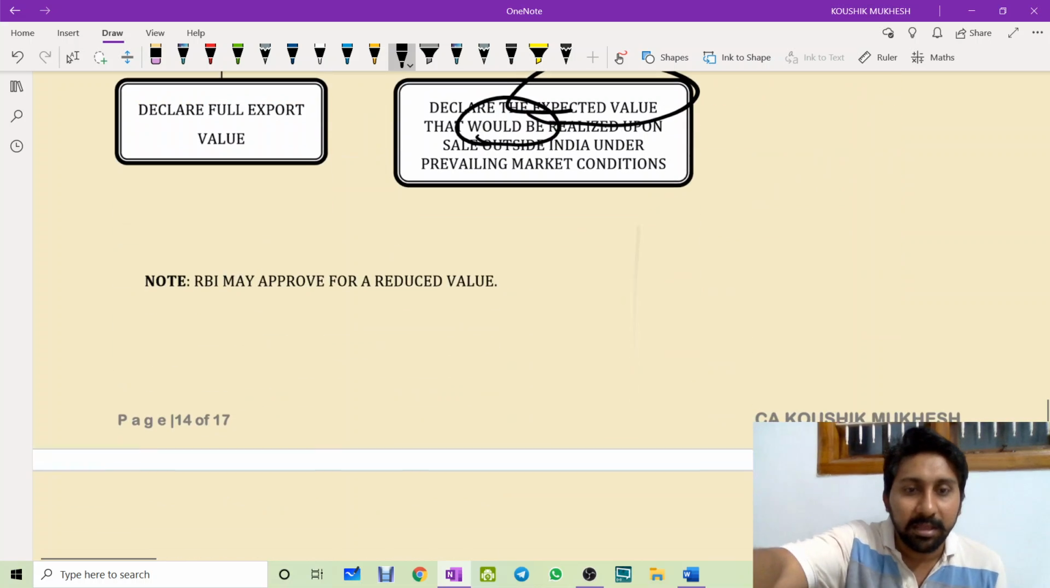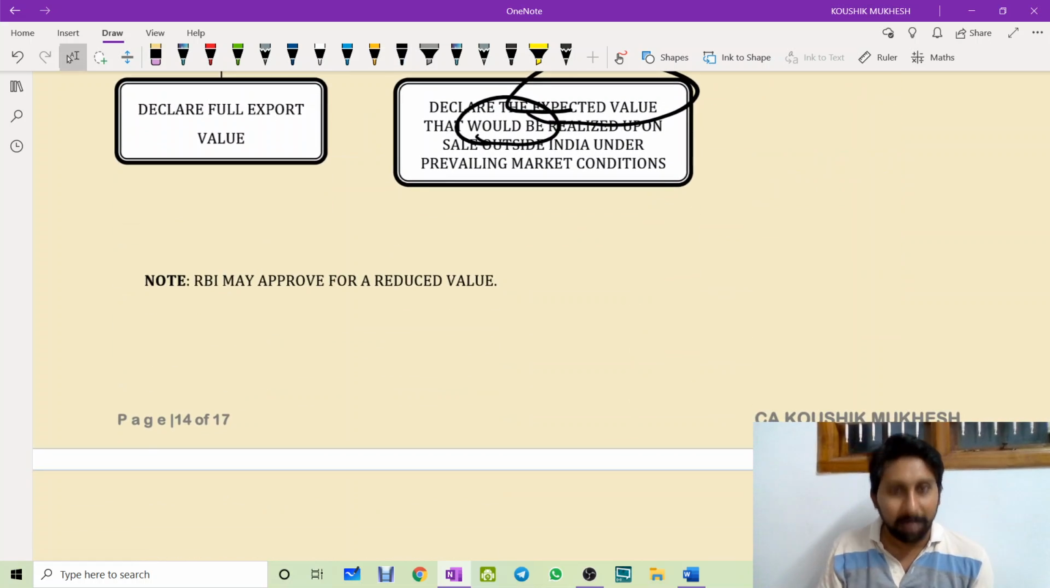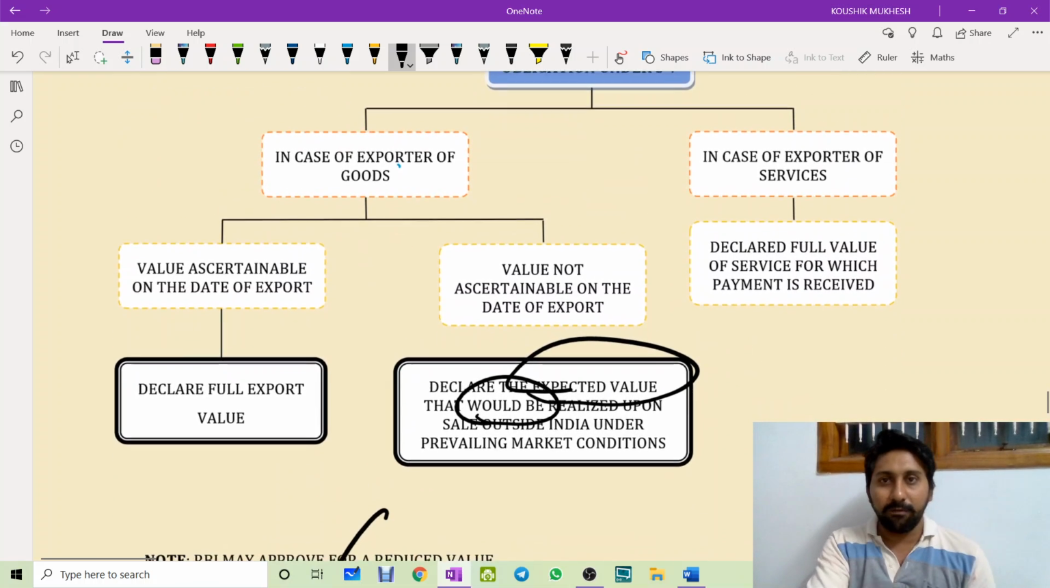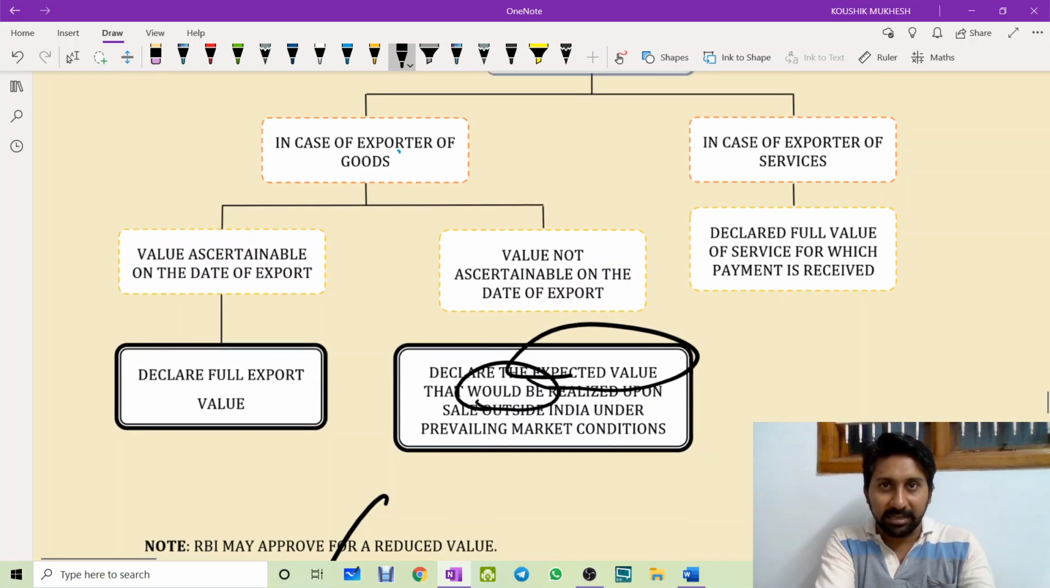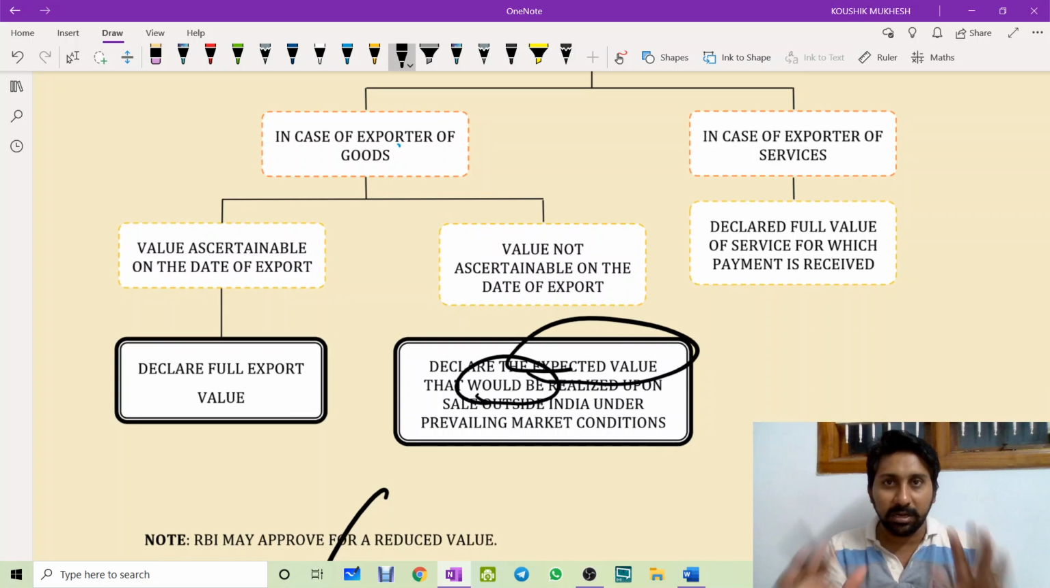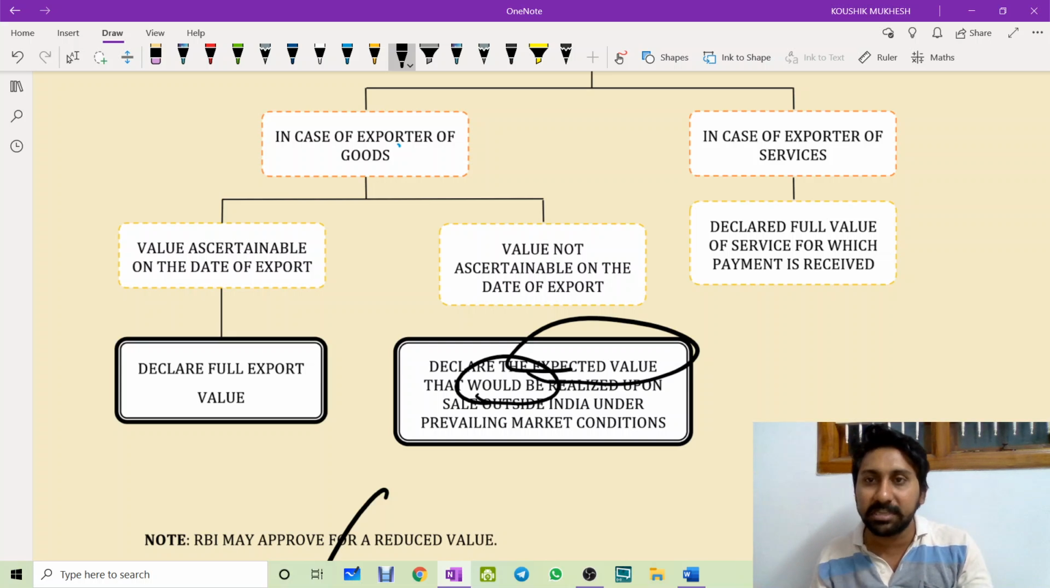What is the remedy? Note, RBI may approve a reduced value if you can show the proof that you can't complete the full trade. This is also there in section number 7 of the FEMA Act. So we are not taking a direct session. Regular session will have much more in-depth clarity and understanding. But as far as possible, as time permits, I'm making it as clear as possible. If you read the Act, you will see the words that RBI may also permit a reduced value.